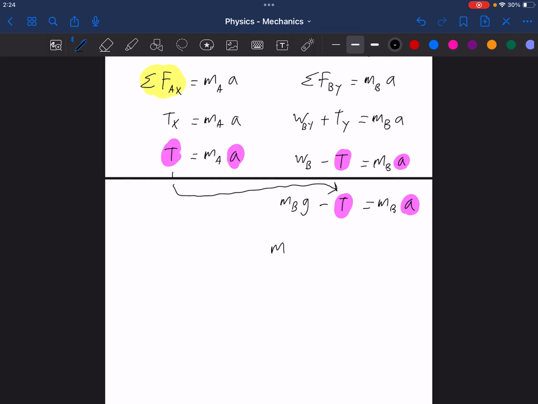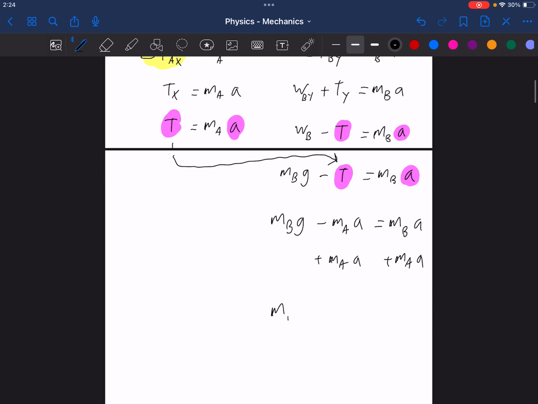So I have the mass of B times g minus, instead of tension, the mass of A times the acceleration equals the mass of B times the acceleration. And this is an equation I can solve. I only have one unknown now, acceleration. I'm going to move that to the other side of the equation by adding the mass of A times the acceleration to both sides. So I end up getting the mass of B times g is equal to the mass of A times a plus the mass of B times a.